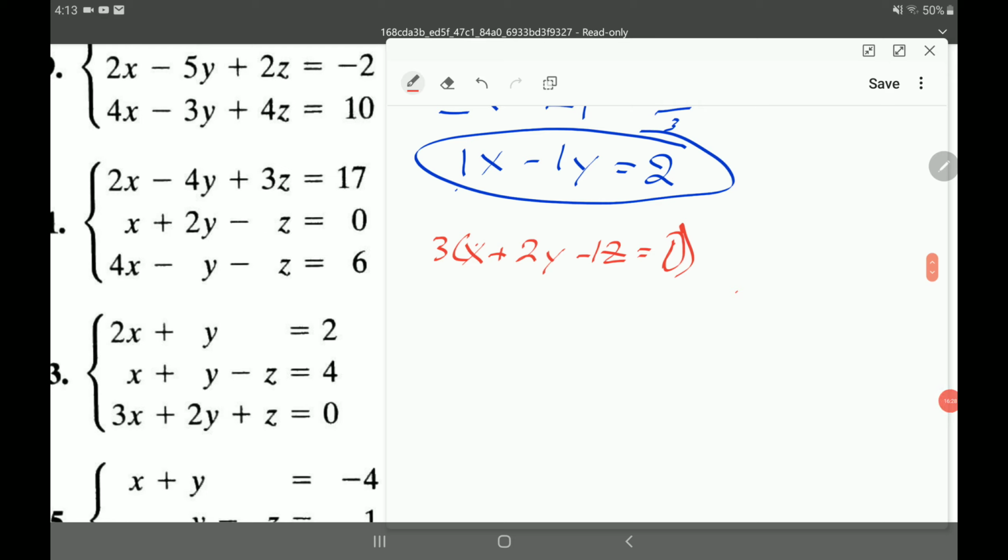Alright, back from being a parent to being a teacher. So multiply by 3, that's 3x plus 6y minus 3z is equal to 0.